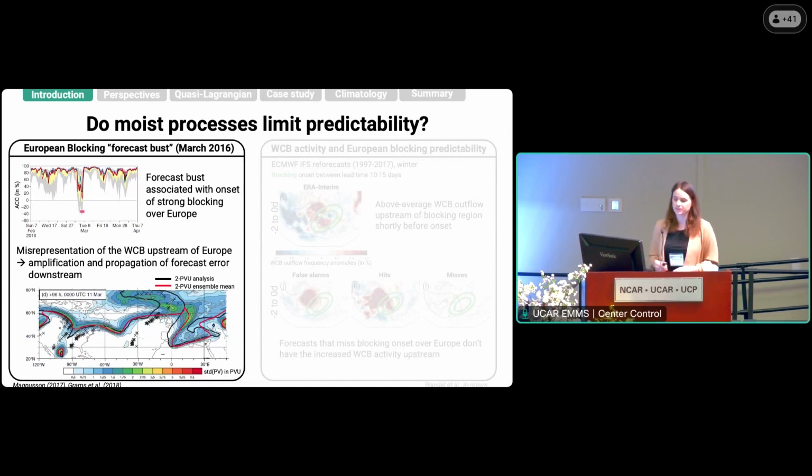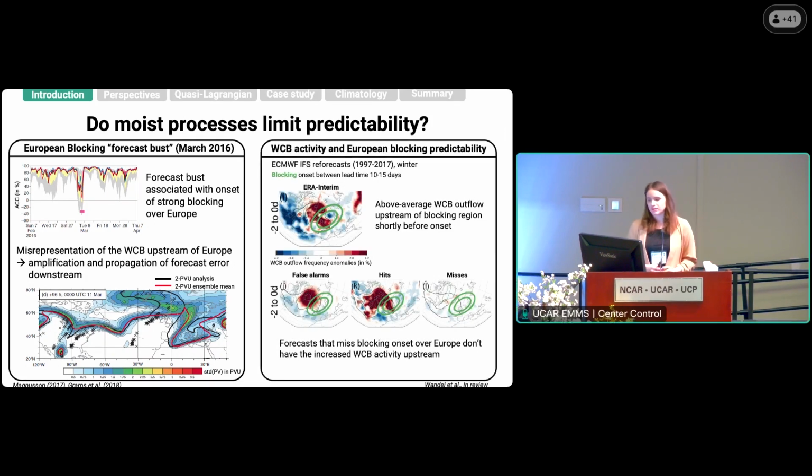And you can see in this upper figure the anomaly correlation coefficient shown as a function of time on the x-axis. And you can see the sudden drop of predictability skill. Here the forecast bust was associated with the onset of a strong blocking over Europe. In a study led by Grams et al. in 2018, they could trace back the forecast error to a misrepresentation of the warm conveyor belt upstream of Europe. And therefore, there was an amplification and propagation of the forecast error via the warm conveyor belt downstream towards Europe.